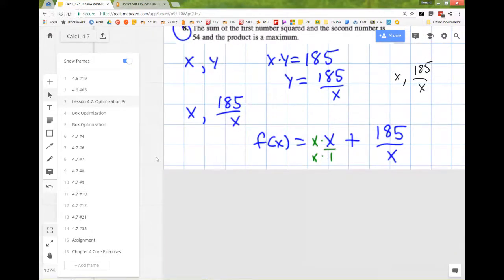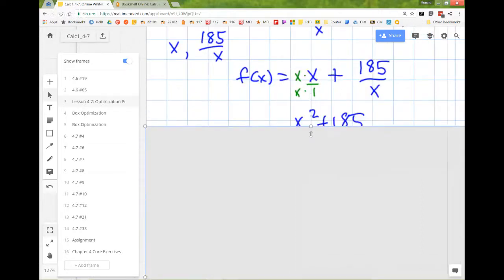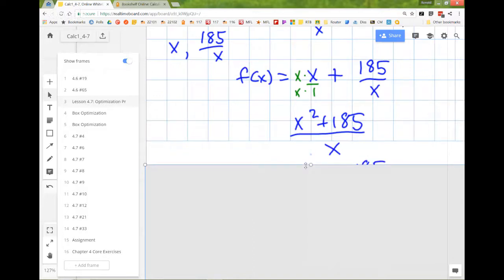x plus 185 over x, that's our function, the sum of those two numbers. And you can see in green, I'm already getting ready to combine those with a common denominator. So the left number, I am multiplying by x over x. All right, so then we can add them. And when you add them, you get x squared plus 185 all over x. Okay, so there's our sum.